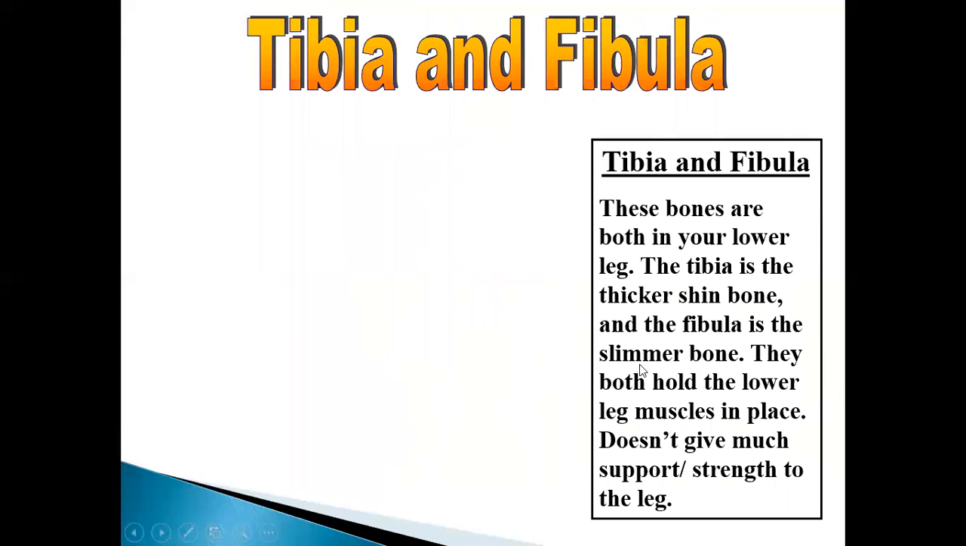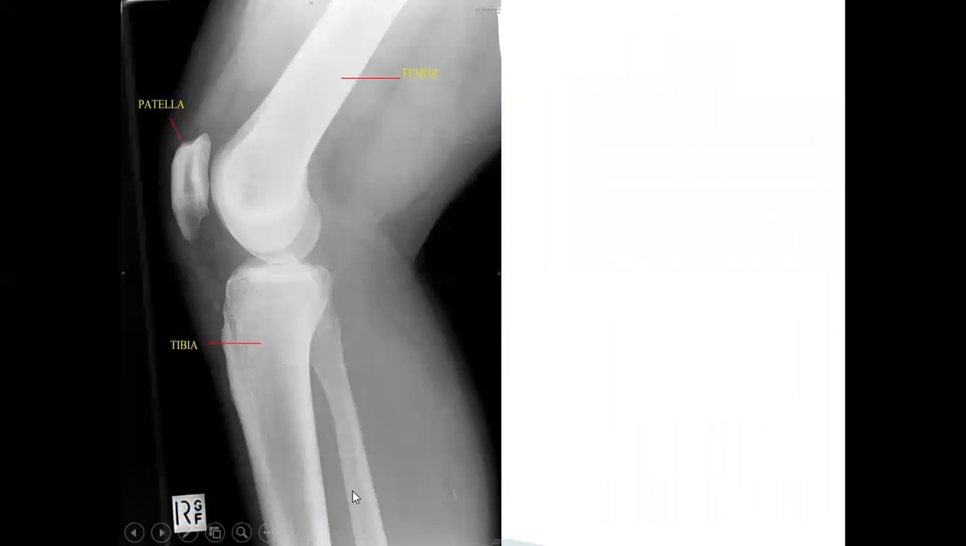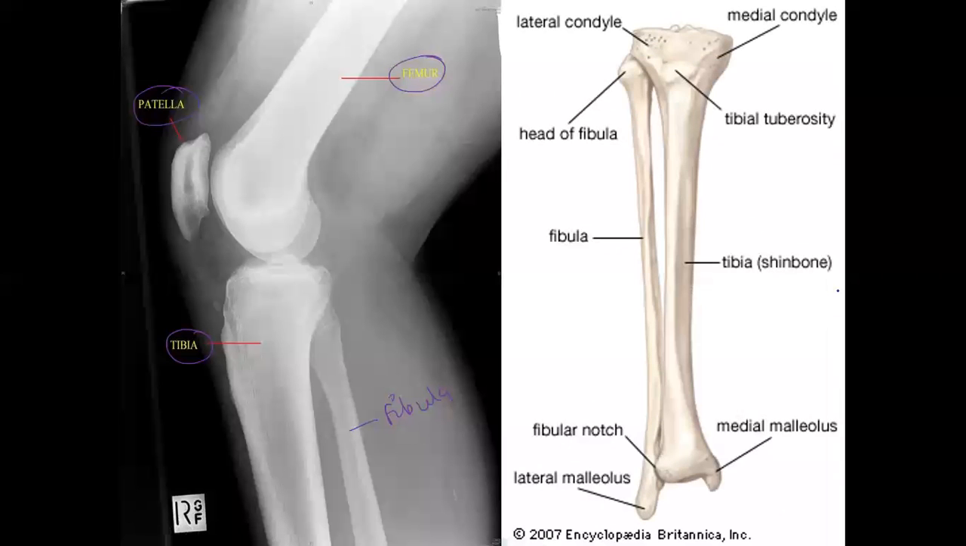Tibia and fibula. These bones are both in your lower legs. The tibia is the thicker shin bone and the fibula is the slimmer bone. Look at this, tibia, fibula. You can see the tibia very well but not the fibula because it's a very thin bone. So this part is the tibia. This one is called the fibula. When you look at the x-ray, what is this? This is the patella and this is the femur. So this is the tibia. Remember one very important thing, the tibia is also called the shin bone. Another name for tibia is shin bone.